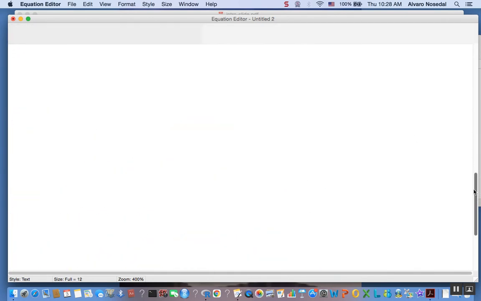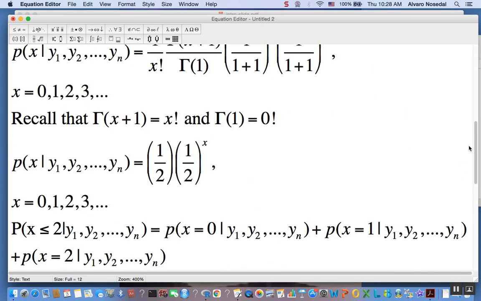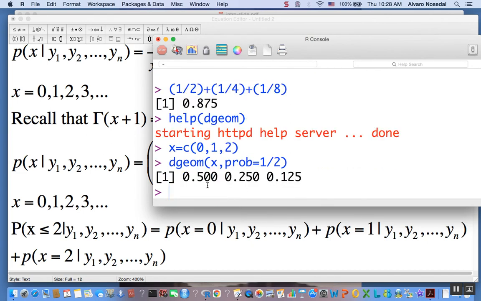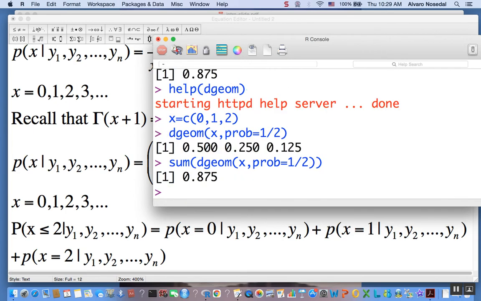That's the expression, right? So clearly, probability of success 1/2, 0.5 is the same as 1/2, 0.25 the same as 1/4, 1/8 the same as 0.125. So we want the sum of these guys. So that would be one way.